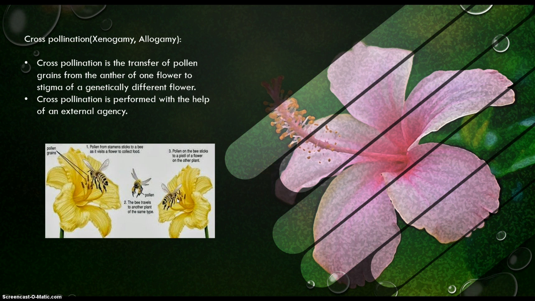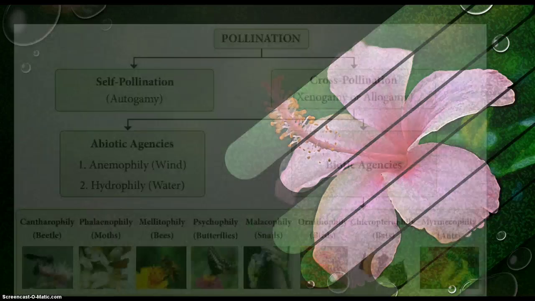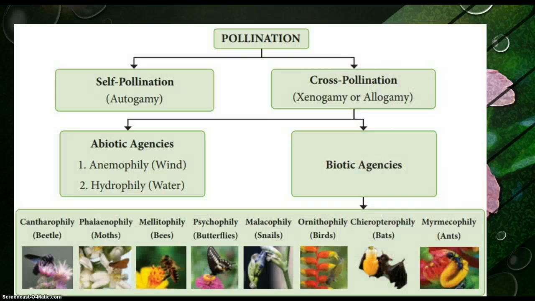One thing you have to keep in mind is that to help this cross pollination process, the flowers develop floral rewards. That means they develop certain kinds of devices which can attract insects or any kind of pollinators towards them to help this process to occur. In the next diagram, you can see that pollination is of two different types.